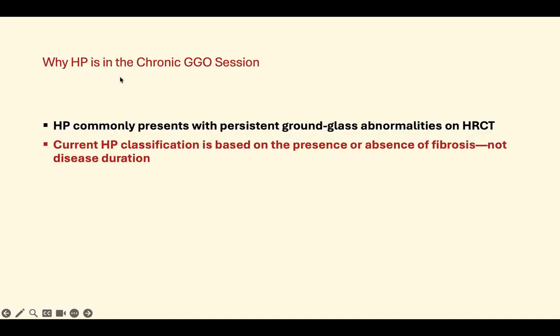So why are we discussing HP in the chronic ground glass opacity session? Because it commonly presents with persistent ground glass opacities, either centrilobular nodules or ground glass opacities. And the current hypersensitivity pneumonitis classification is based on the presence or absence of fibrosis, not disease duration.